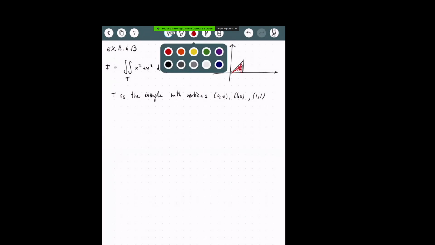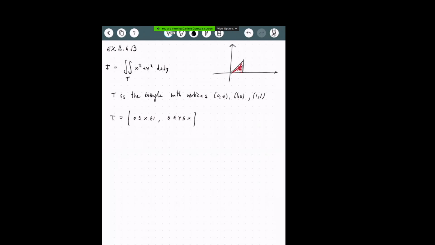Yeah. So in Cartesian coordinates, this triangle is very easy to express actually. This is, let's say, x between 0 and 1 and y between 0 and x. So if you want to integrate this integral directly, it's pretty easy. Let's see what happens. So easy if you don't change variables. Let's see what happens when you change the variables.